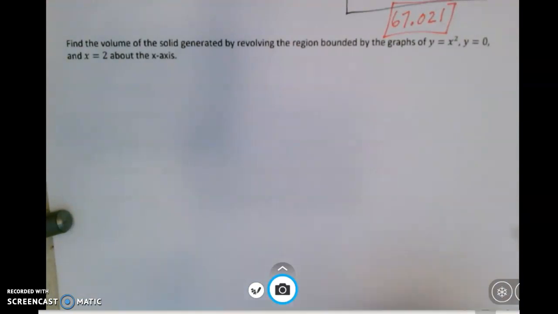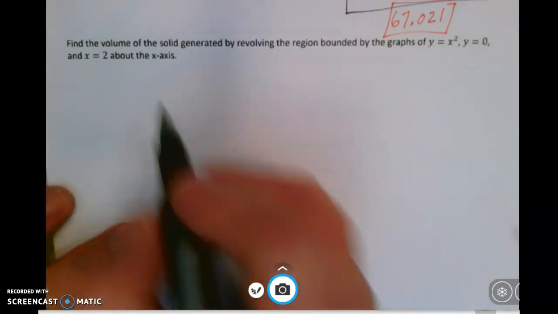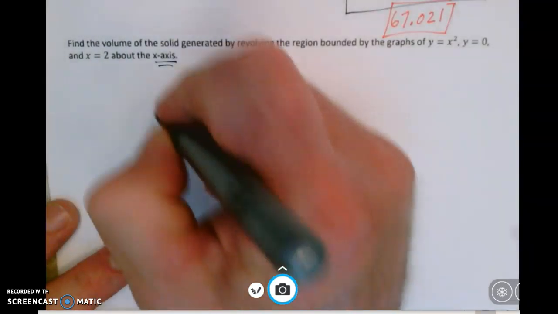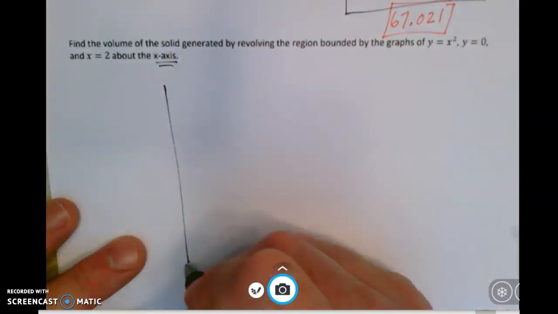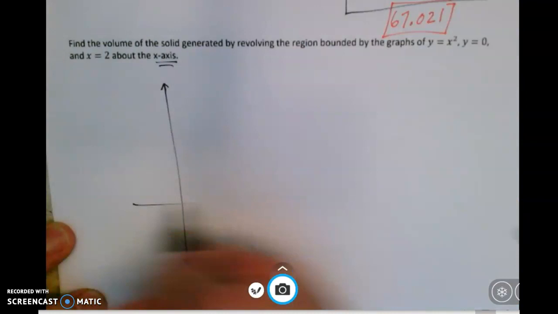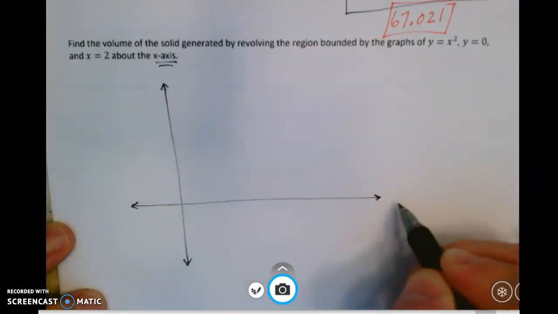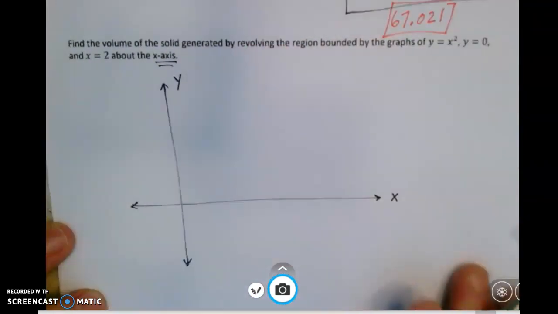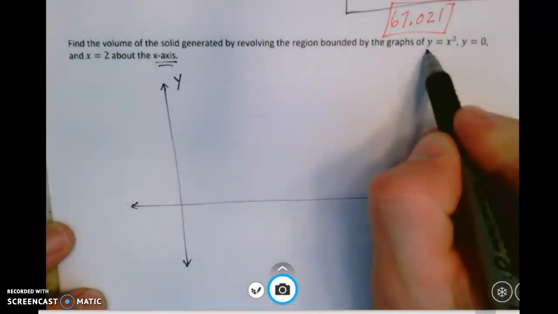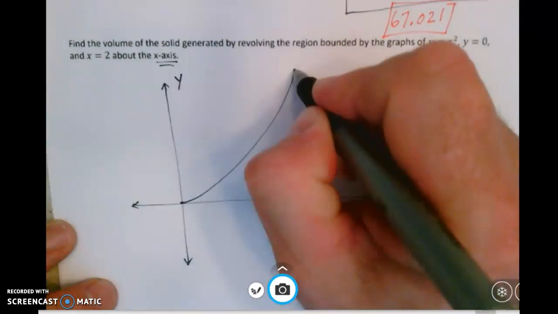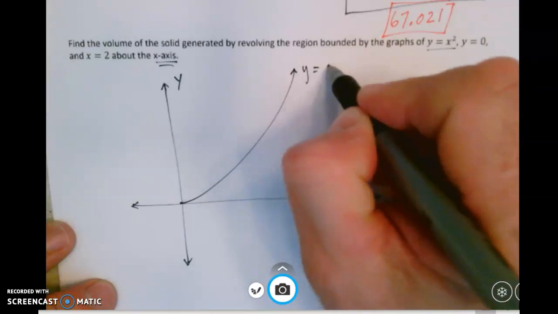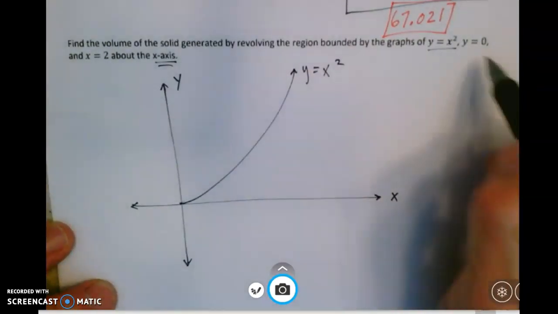Okay. Find the volume of the solid generated by revolving the region bounded by the graphs y equals x squared, y equals 0, and x equals 2 about the x-axis. Again, we're doing x-axis. So there's our x, there's our y. Y equals x squared. Okay. Y equals 0.